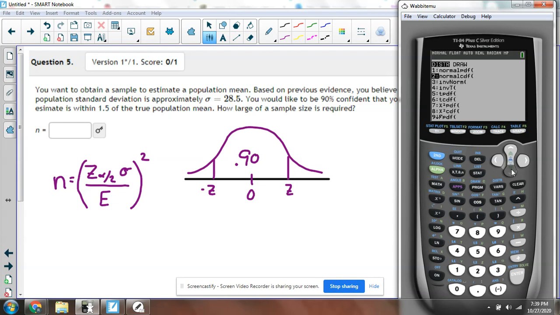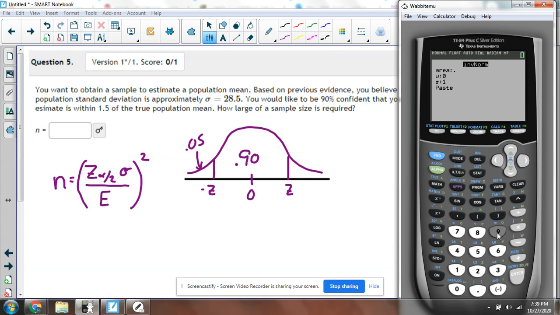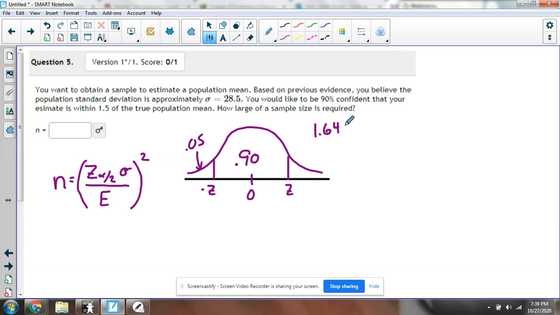Second distribution, inverse normal. But now the area to the left of the z value is not 90. It's going to be 90, and these are each going to be 5, because 90 plus 10 is 100. So this is going to be 5%. So the area to the left is going to be 0.95. Mu is 0, sigma is 1, because it's a z value. It's the standard normal curve. So this z value is going to be 1.6448 or 1.645. It says do not round anything, so we're actually just going to use that value from our calculator. But I'm just writing it down so we know what it is.